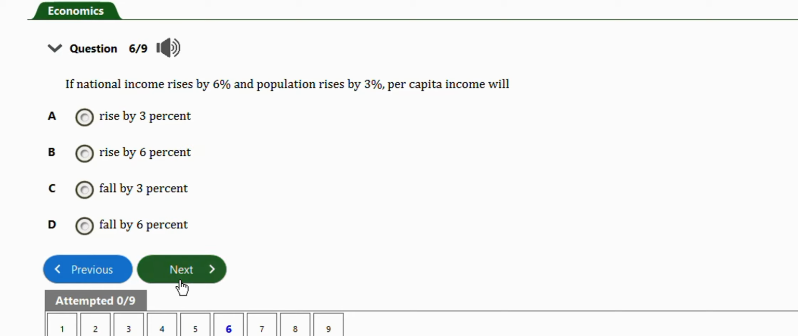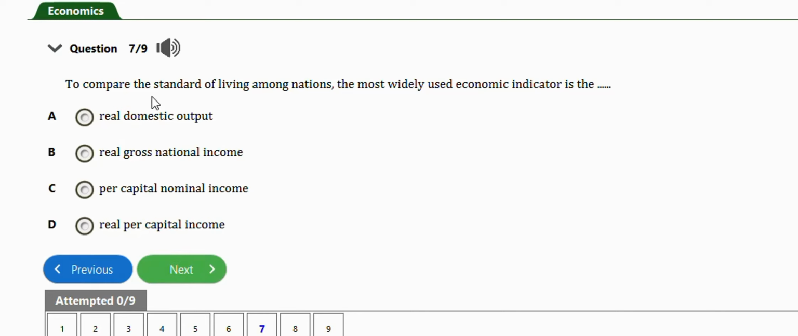Okay, next question is this one. It says to compare the standard of living among nations, the most widely used economic indicator is the real domestic output, real gross national income, per capita nominal income, real per capita income. So option D is obvious, real per capita income.